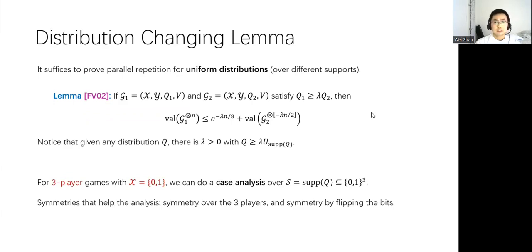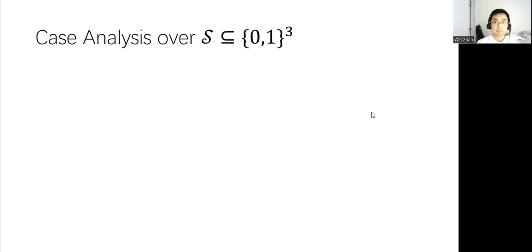And this lemma is crucial because for our goal, we know that there are 3 players with input alphabet 0 and 1. So the support is always a subset of the Boolean cube, which means that we can now do a case analysis over the support without having to worry about specific distributions. And on the Boolean cube, we have several symmetries to help simplify the classification. There's a symmetry over the 3 players, and for each player, there's also a symmetry between the 0 and 1 inputs. And it turns out there are only 6 cases for a support set on the Boolean cube.